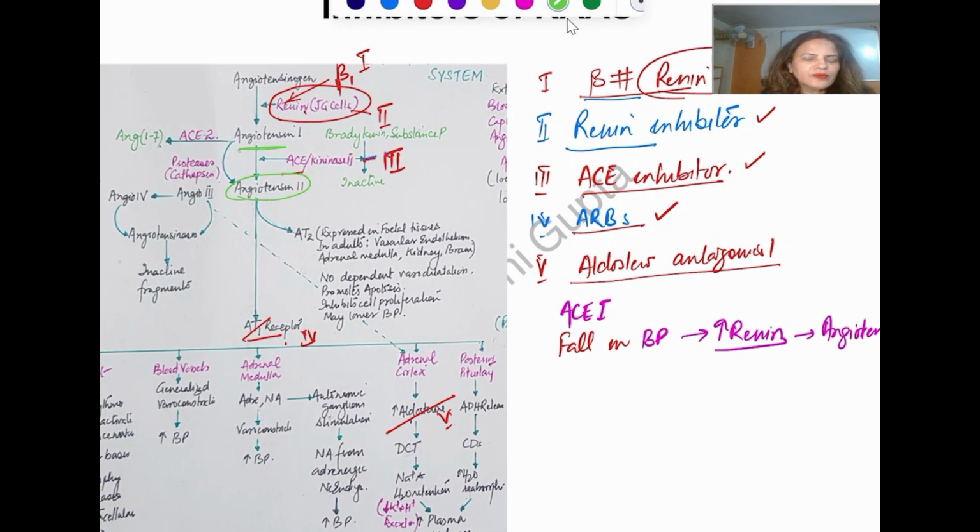Now, this angiotensin 1 will be converted into angiotensin 1 to 7, which has the vasodilator property. The pathway is diverted, because angiotensin 1 will not be converted into angiotensin 2. Now where will it go? It will move towards angiotensin 1 to 7, which has the vasodilator property.